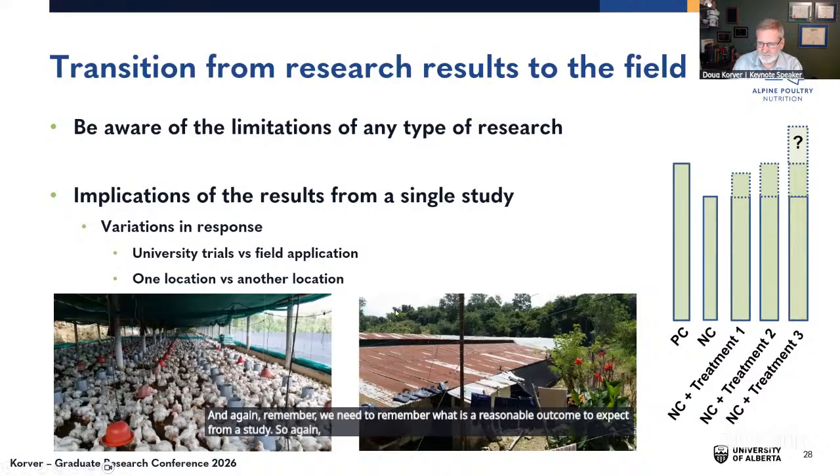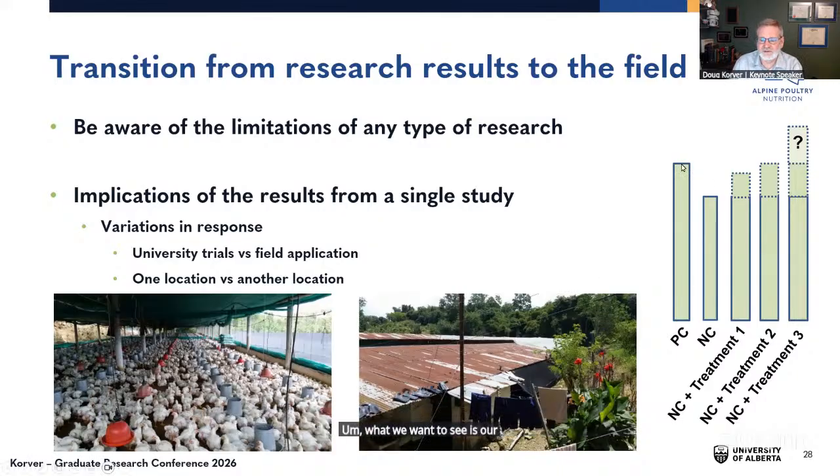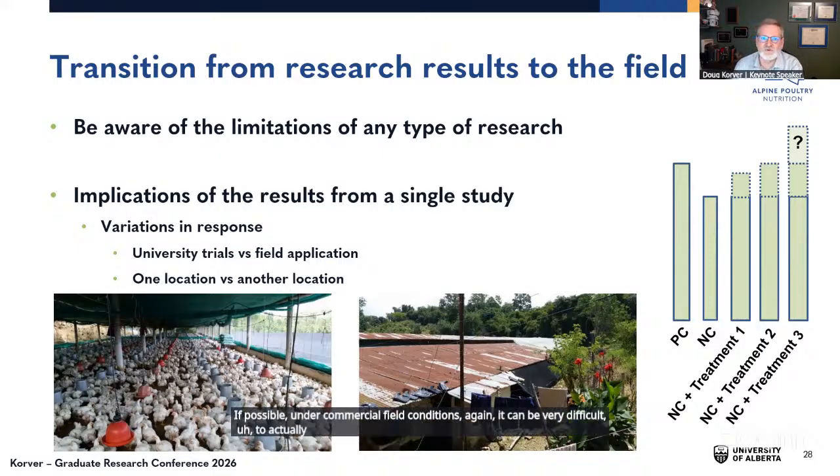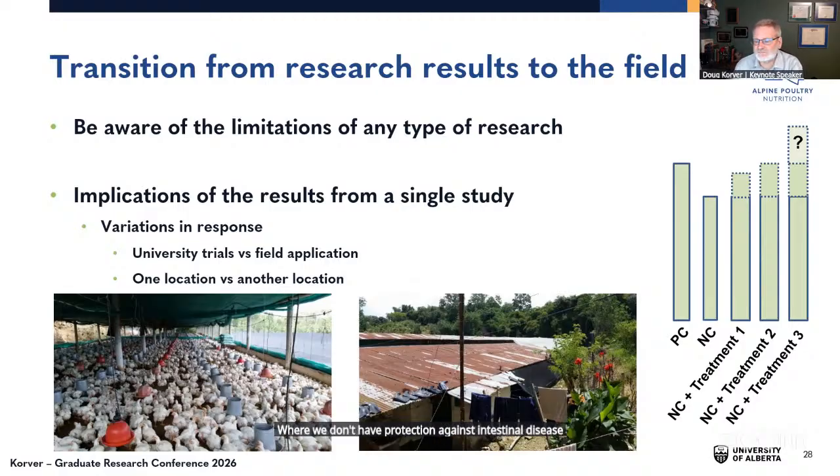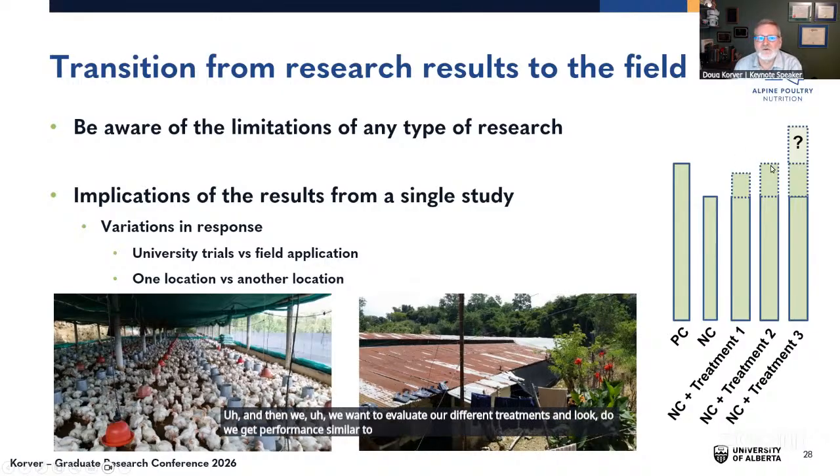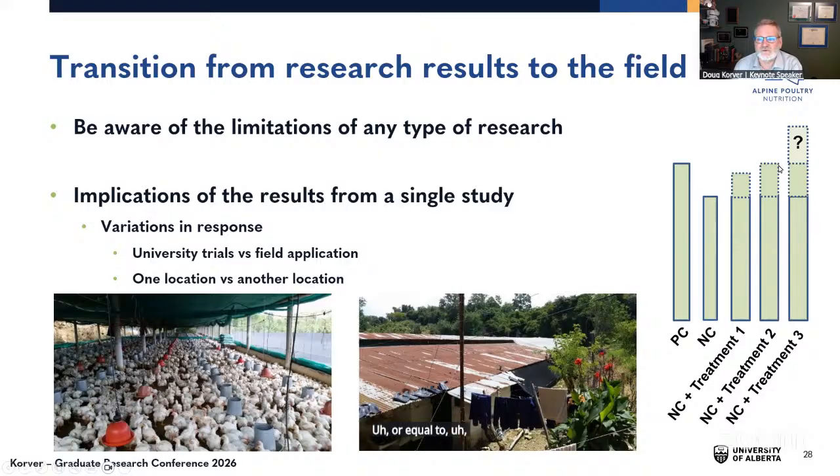So again, what we want to see is our positive control performing well. We want to see that there is in fact a challenge, if possible, under commercial field conditions. Again, it can be very difficult to actually impose a negative control group or treatment where we don't have protection against intestinal disease, for example. And then we want to evaluate our different treatments and look, do we get performance similar to or equal to our positive control? And again, it may be unreasonable to expect greater performance.